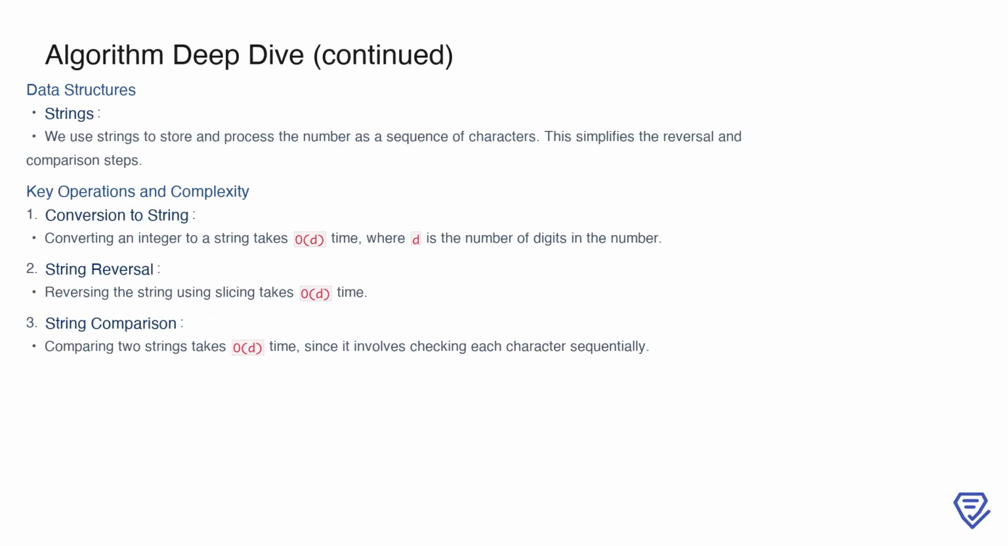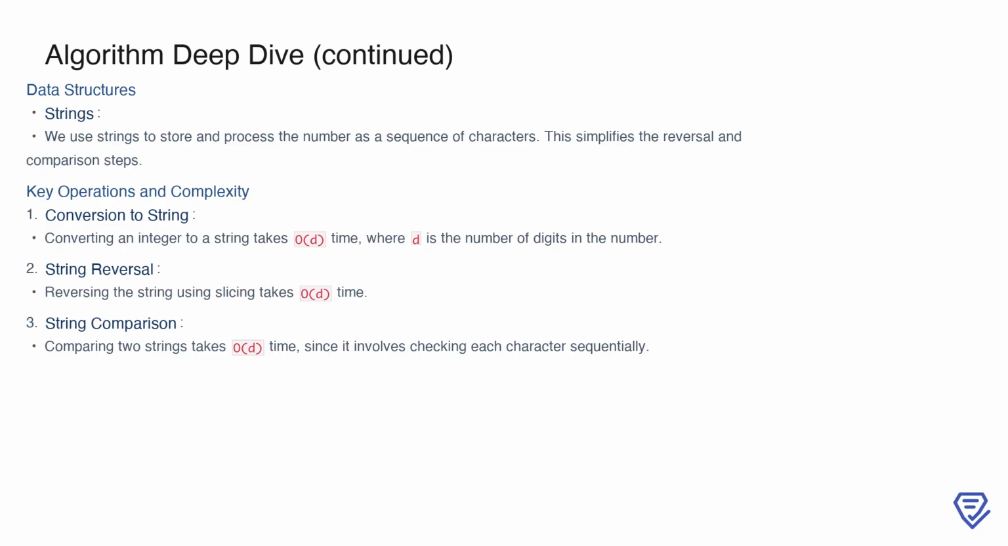To dive deeper, the algorithm primarily relies on the use of strings to represent and process the number. Strings are ideal for this task because they simplify both the reversal and comparison operations. Let's break down the key operations and their complexities.